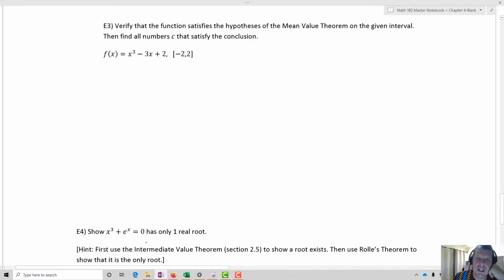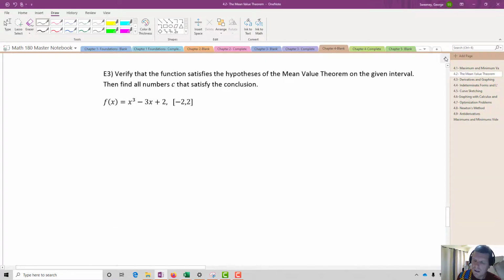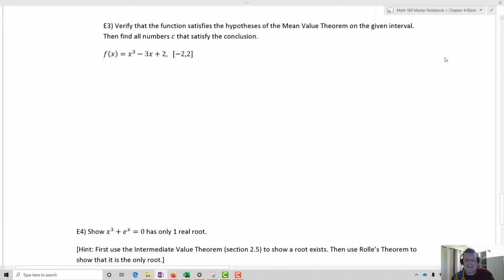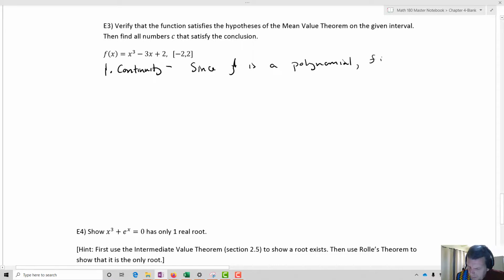So let's verify that the function satisfies the hypotheses of the mean value theorem on the given interval, and then find the number c that satisfies the conclusion. So what we're going to do is two things. For the mean value theorem, I only have two requirements. One is my continuity requirement. And so since f is a polynomial, f is continuous on -2 to 2.